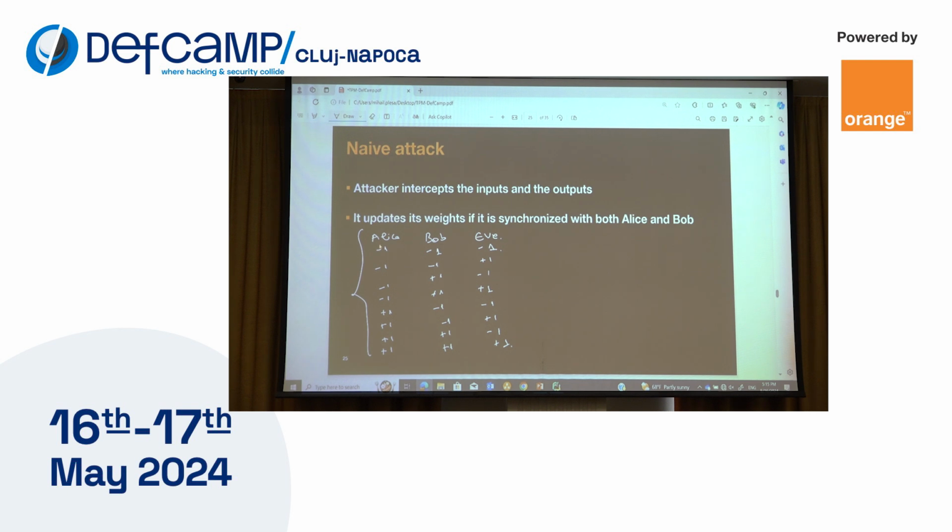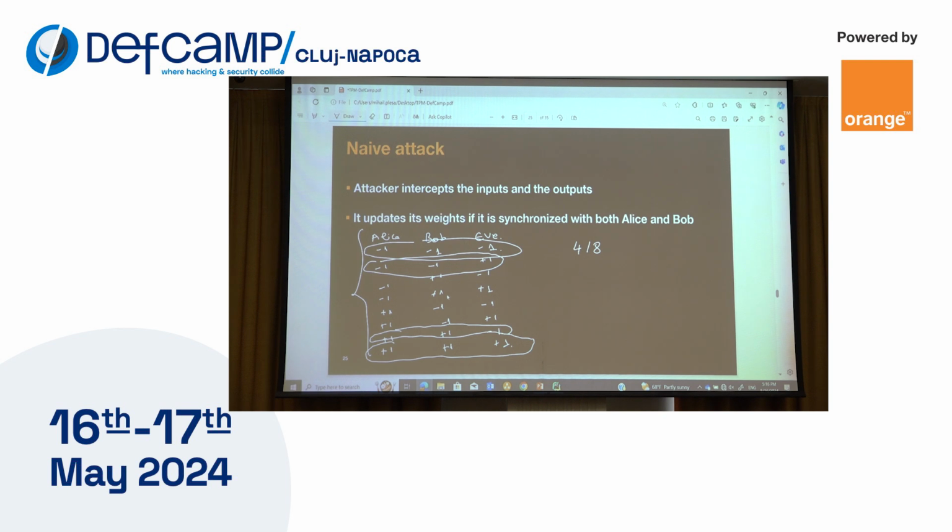Now, let's see when Alice and Bob update the weights. Alice and Bob will update the weights in those cases in which their outputs were equal. So we have this case here, because Alice and Bob have -1, -1. Then we will have an update here and an update here. So in 4 out of 8 possible outputs, Alice and Bob update the set of weights. And by updating the set of weights, they become closer to the shared key, like you see in the intuition part.